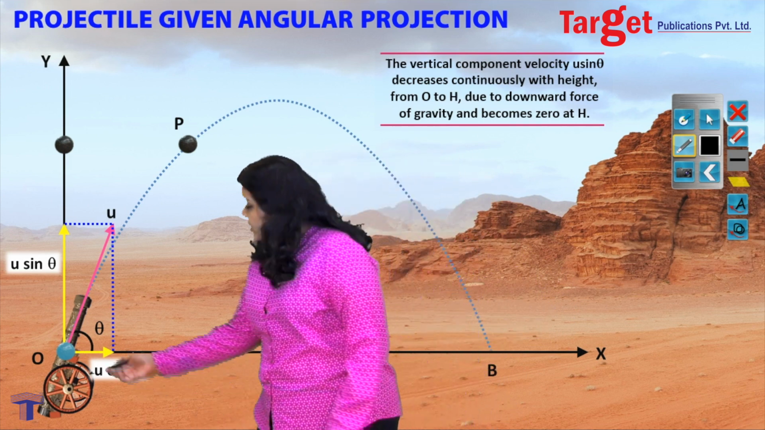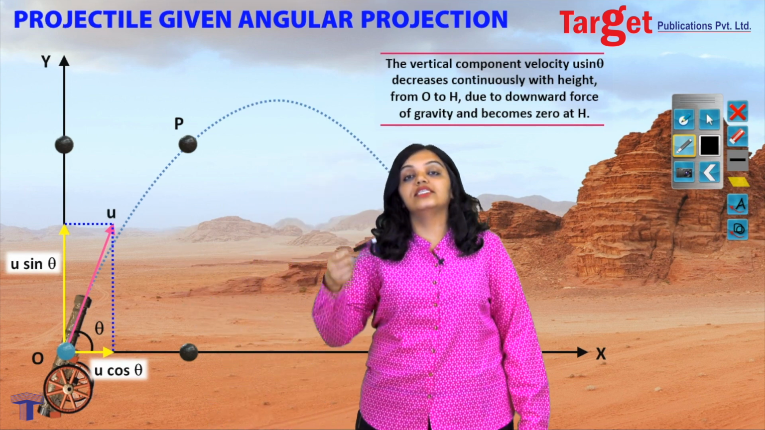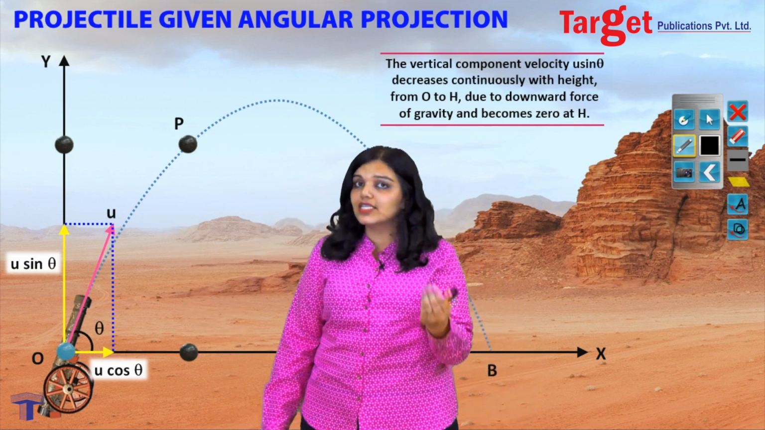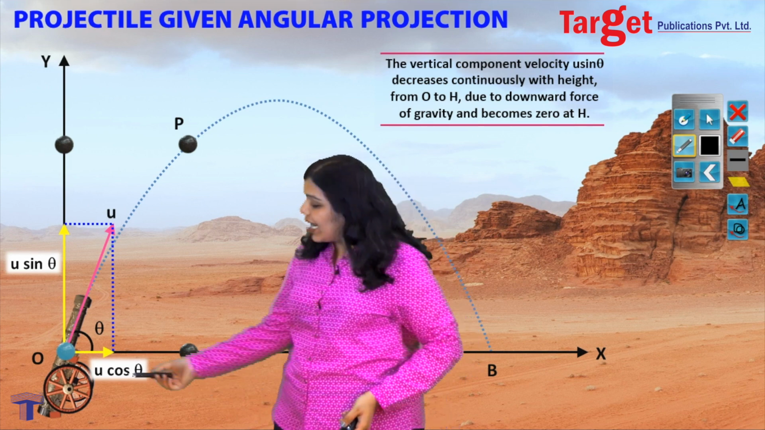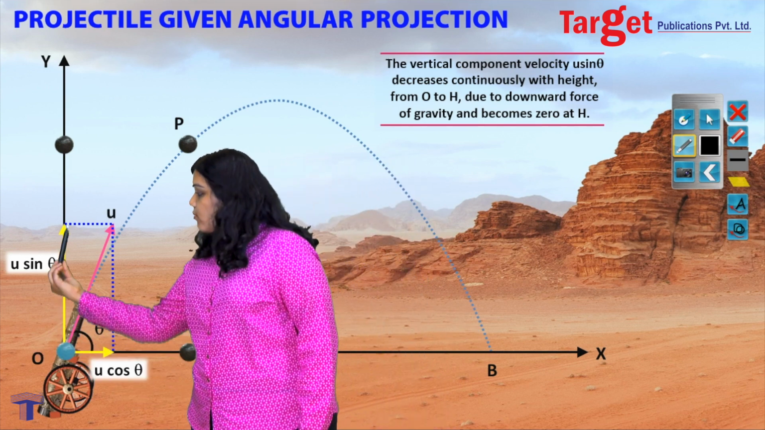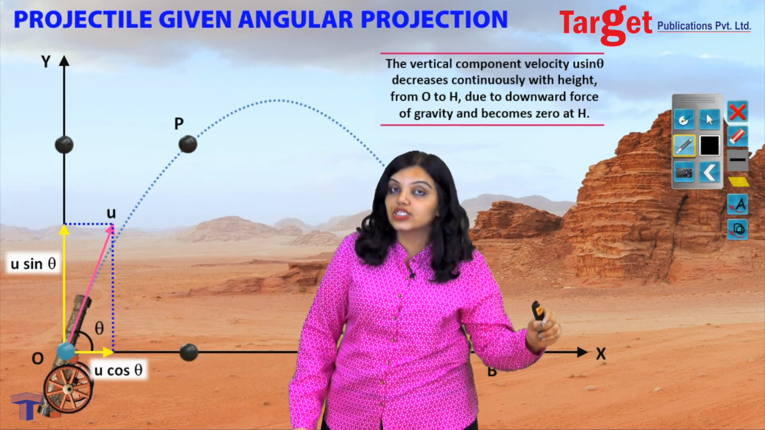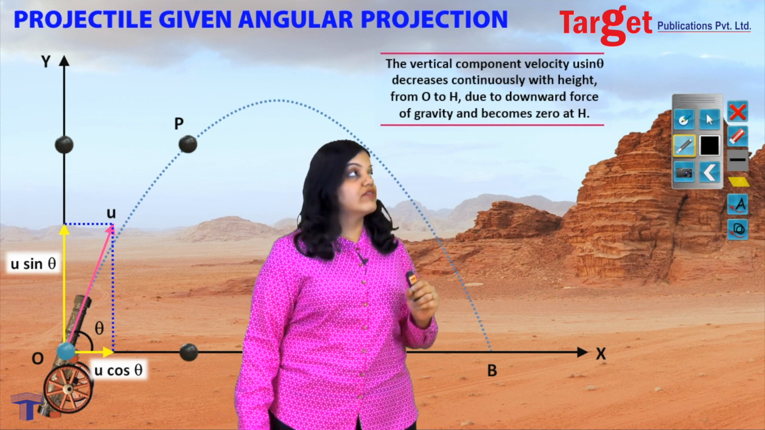That means when the ball goes from this point to any point in its motion, its velocity is changing. So can you imagine why this is happening? Well, at this point, that is the initial point, the vertical velocity of the object is u sin theta. So u sin theta is the initial vertical velocity of the object.